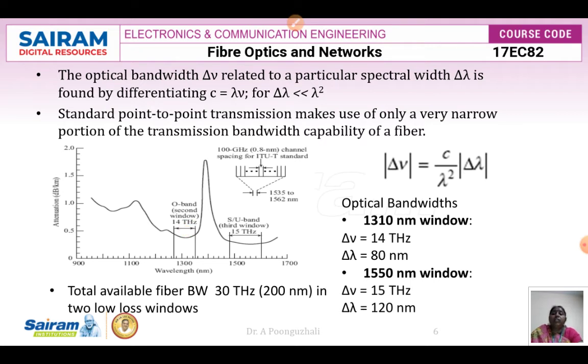So here we are going to have your spacing, that is, we are going to take a 100 gigahertz channel, where the minimum spacing between two wavelengths is going to be around 0.8 nanometers. So the channel spacing between two wavelengths is going to be around 0.8 nanometers there. So the range is going to be from 1535 to 1562 nanometers.